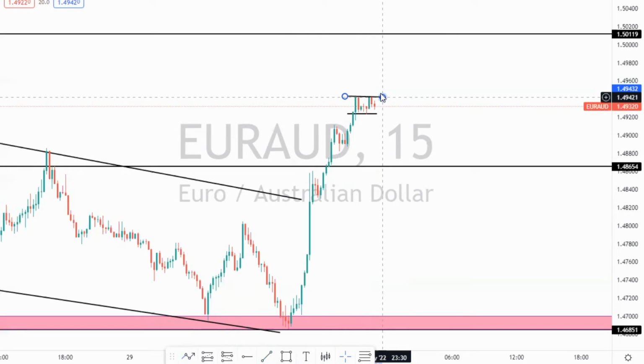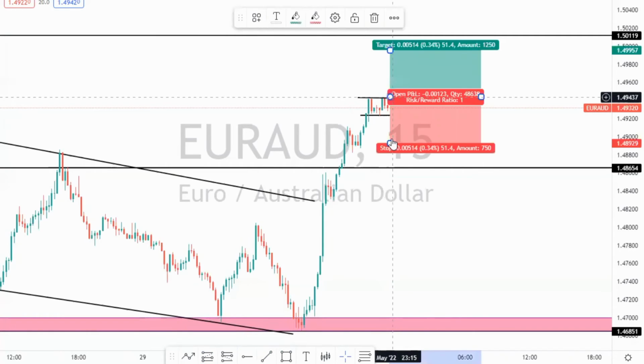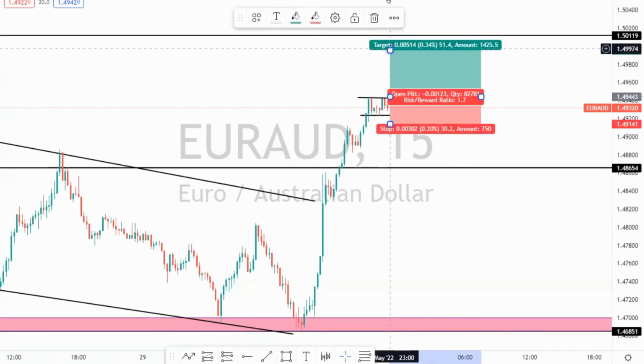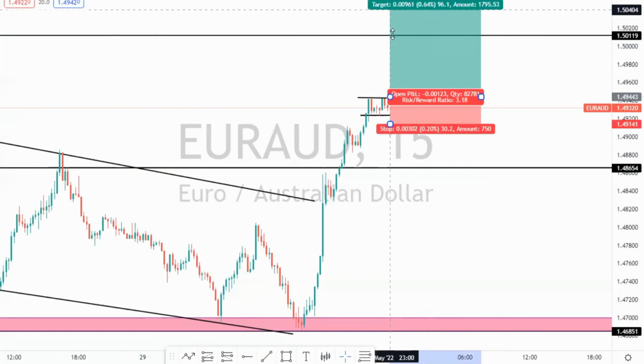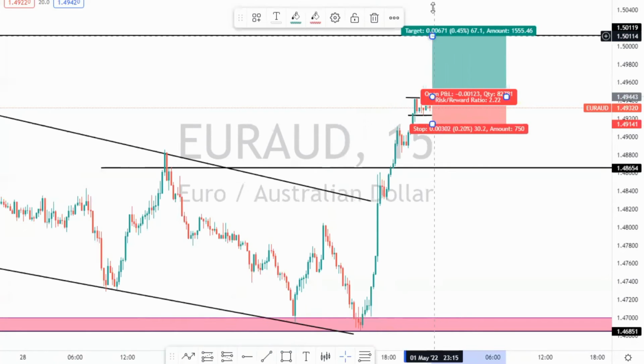Right, you could take this as a flat flag. So this is the first probability. You take this as a flat flag. So once this flat flag breaks, you could take the immediate breakout, right? And measure your stop loss. If you're risking 1%, it's great. And this is going to be your first take profit level.